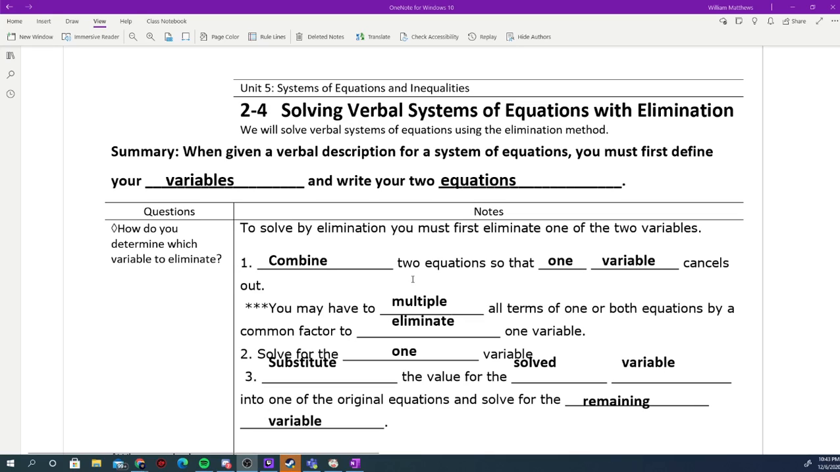First, you want to combine the two equations so that one variable cancels out. In doing so, you may have to multiply one or both equations by a common factor to eliminate one variable. You need to solve for whichever variable is remaining, and then you want to substitute the value for the solved variable into the original equations and solve for the remaining variable.